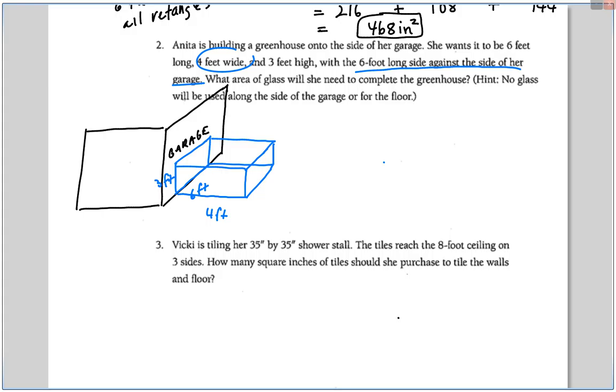Okay, so when you're thinking about how much glass you're going to need, you don't need any on the wall, because the sunlight can't get through the garage. So you don't need any glass there, but you'll need glass on the front and the back, the top, and the side. Do you think you need glass on the bottom? No, you wouldn't need glass on the bottom.